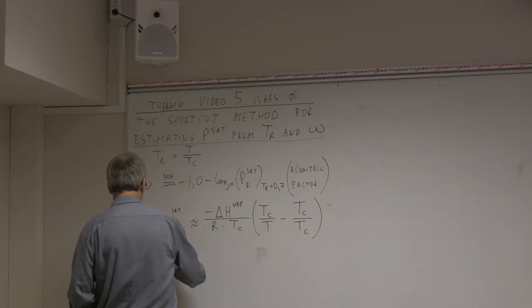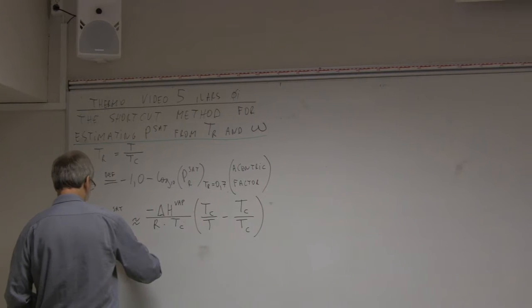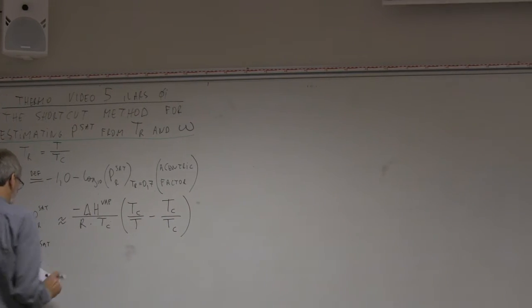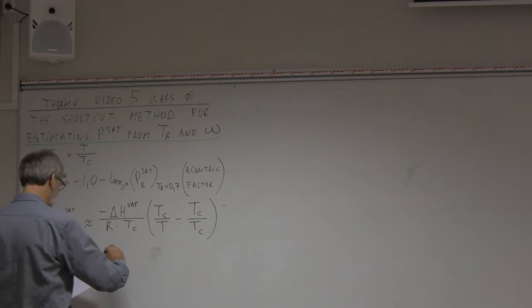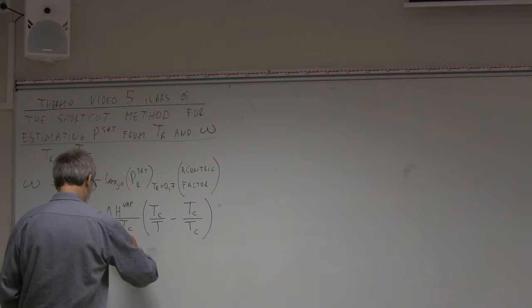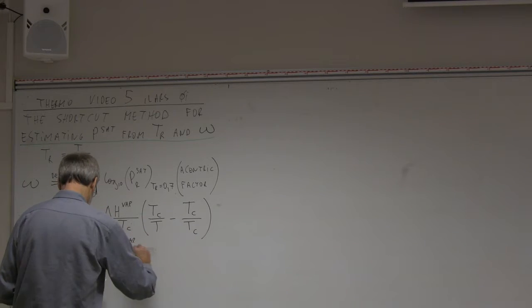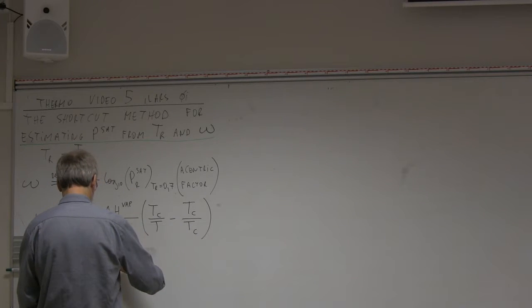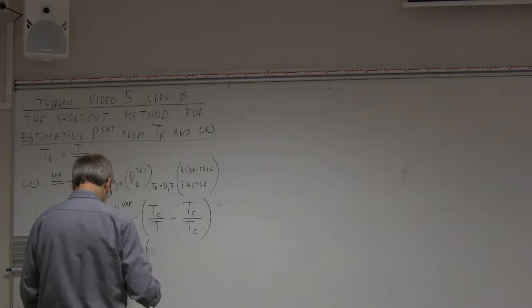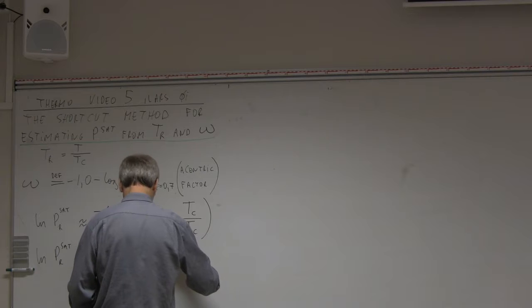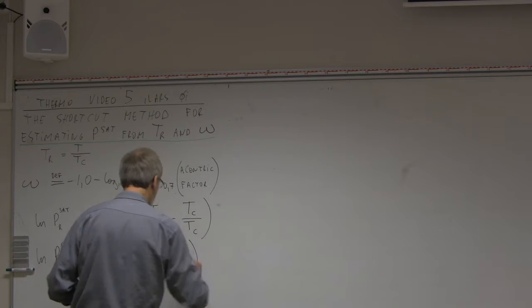And then the logarithm of the reduced saturation pressure is the vaporization enthalpy divided by R Tc, of 1 minus 1 over TR.